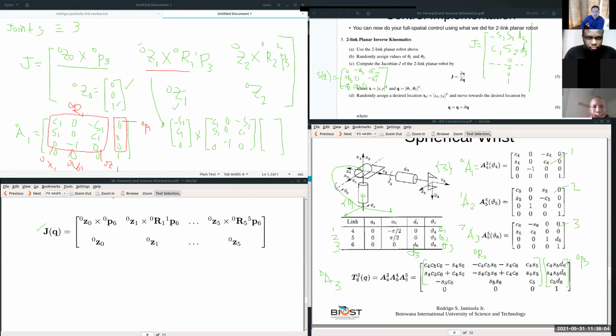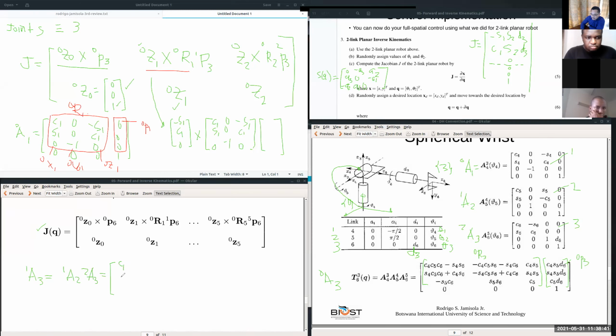Okay, let's compute the 0P1. Can you see the green color? It's not difficult to see. So 0P1, I mean 1P3, can be derived from 1A3. 1A3 is equal to 1A2 times 2A3. What is 1A2? There.